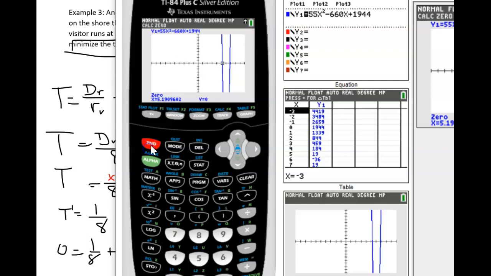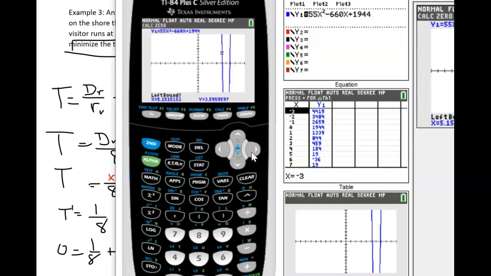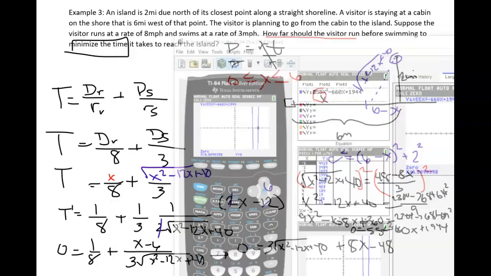So store that answer in your memory or write it down. We're going to calculate zero again. This time, the left bound, let's see if I can get this just right. That's definitely to the right of the zero, so I'm going to go one to the left and hit enter, and then one to the right and hit enter again, and I'm going to estimate this zero, which is about 6.8. So I've got two potential zeros here, 5.19 and 6.08.